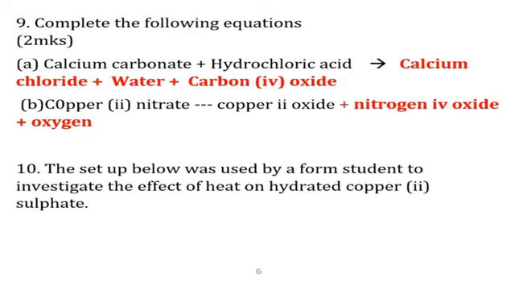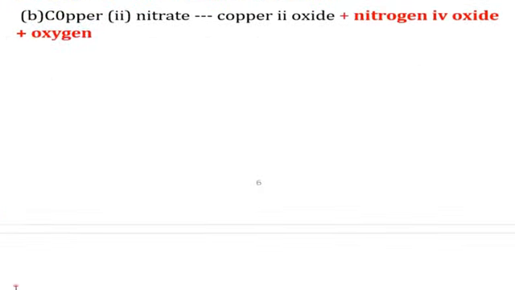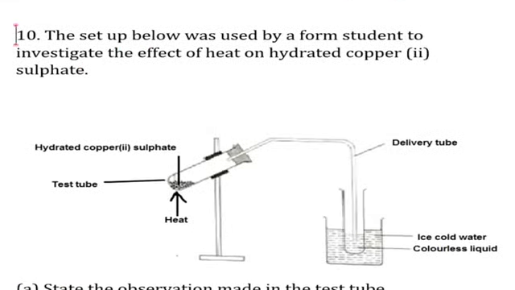Question number 10. Let's see it properly in the next page. You can see it here. Number 10, the setup below was used by a form student to investigate the effect of heat on hydrated copper 2 sulfate. So we have copper 2 sulfate there. Then we have a test tube, it is heated. Then we have delivery tube. Then we have ice cold water and colorless liquid.